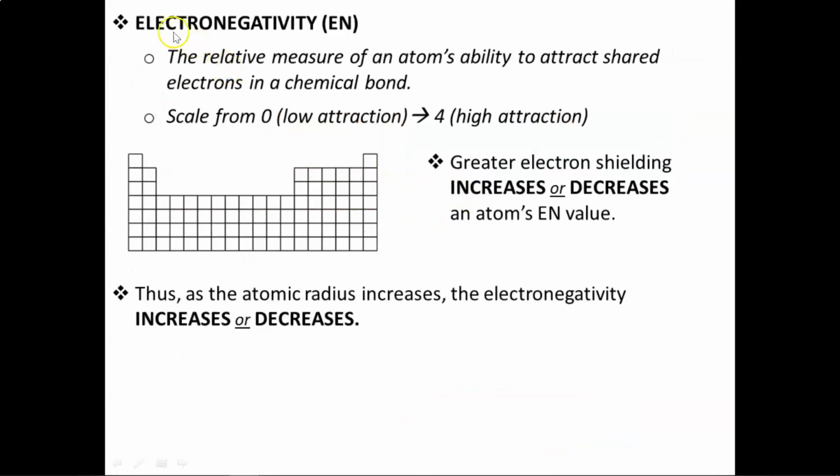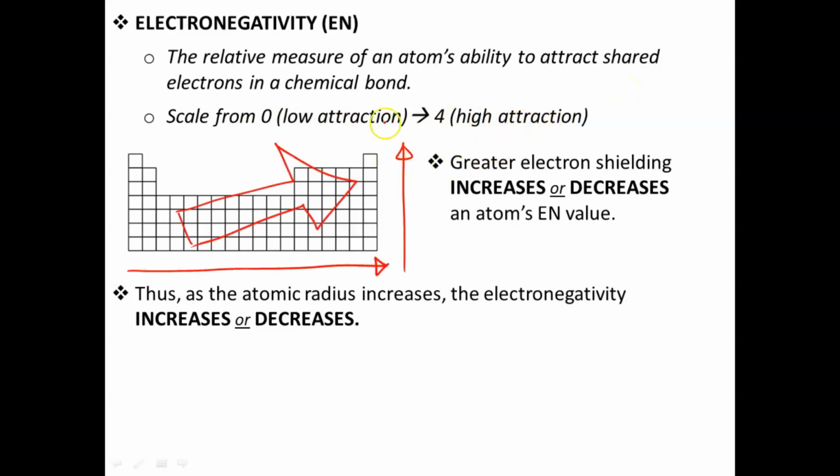Now, the last trend we want to look at is called electronegativity, EN. This is the relative measure of an atom's ability to attract shared electrons in a chemical bond. So how well can an atom attract electrons towards its nucleus? This is a scale from 0 to 4, where 0 has low attraction and 4 means high attraction. Just like the last two trends, the smaller the atom, the greater the attraction for electrons, while the bigger the atom, the farther away and the less the attraction for electrons. As such, greater electron shielding decreases an atom's EN value, while an atomic radius increase results in electronegativity decrease.